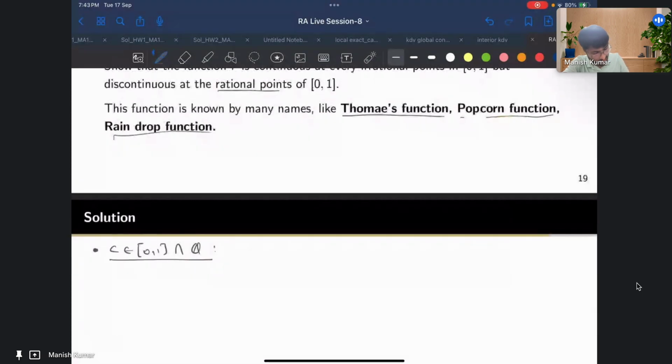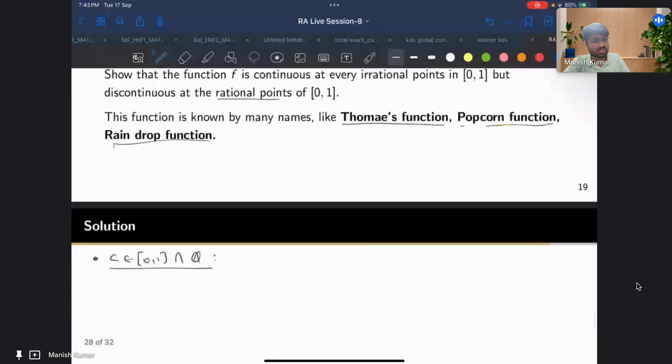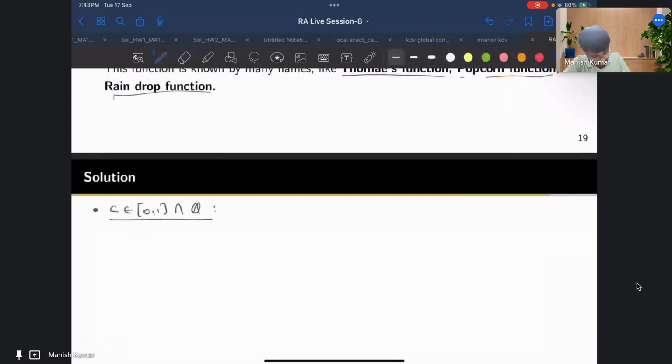So I am taking c from here, so I have to prove that f is discontinuous here. What I'll do, again, is try to use the sequential criterion. The first thing I should write is f of c. Maybe I should deal with c equal to 0 separately. Okay, so let me deal with c equal to 0 separately.